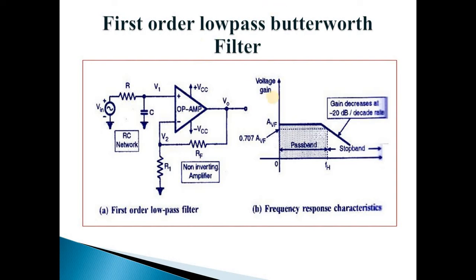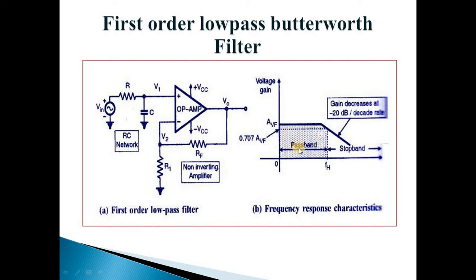This is the circuit of the first order low pass Butterworth filter. We have seen the basic circuit diagram for a low pass filter. It contains R and C. Input is given to the resistor, and voltage V1 will be taken across the capacitor, and this voltage will be given as input to the non-inverting amplifier configuration.